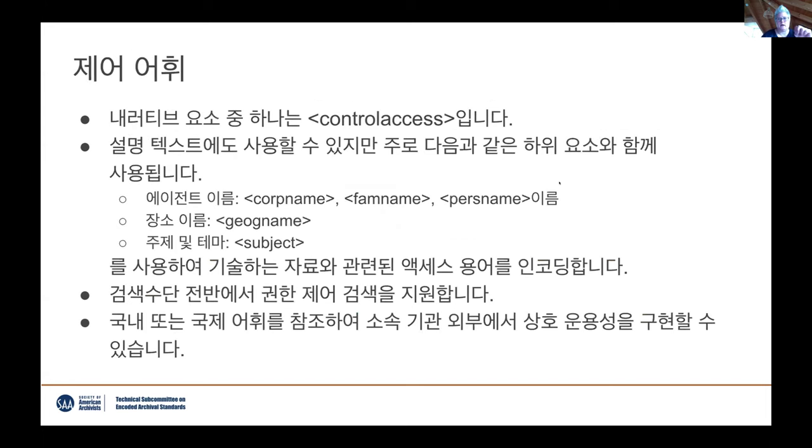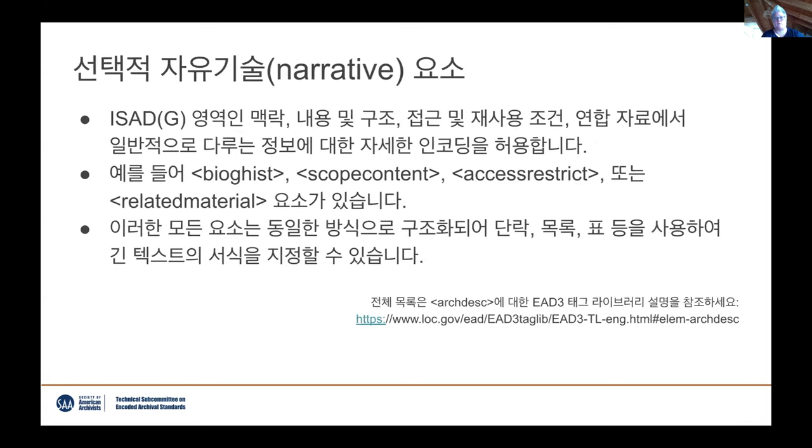I wanted to highlight two of these narrative elements separately, because they are of importance specifically when we look at exchanging material. One of them is the element called controlled access, and that is essentially where you can include terms or names from controlled vocabularies. This might be names of agents with corpname, famname, persname, which are also used for the name of the creator that is already mentioned. It might be names of places with the element geogname. It might be topics or themes with the element subject.